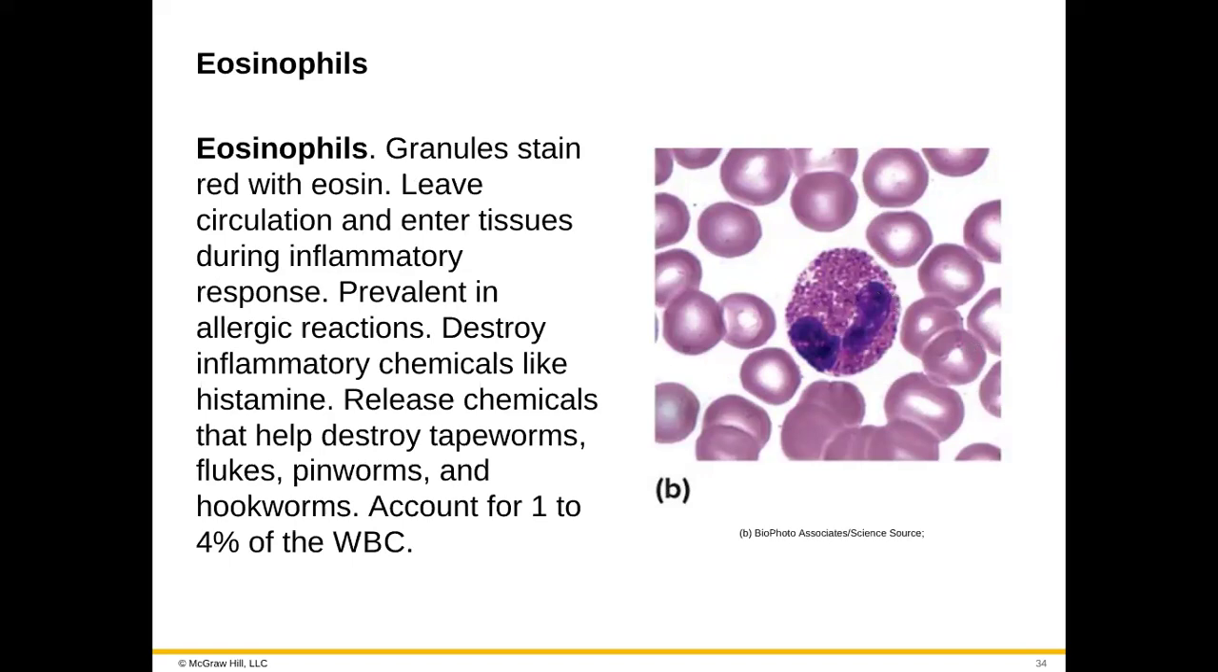So they'll leave circulation. They're able to enter tissues during an inflammatory response. Huge amounts during allergic reactions. This can cause issues in the respiratory system if you have something like asthma. They're going to destroy inflammatory chemicals such as histamine, and they're going to release chemicals that would destroy parasitic worms such as tapeworms, pinworms, flukes, and hookworms, and they account for 1 to 4% of all of your white blood cells.